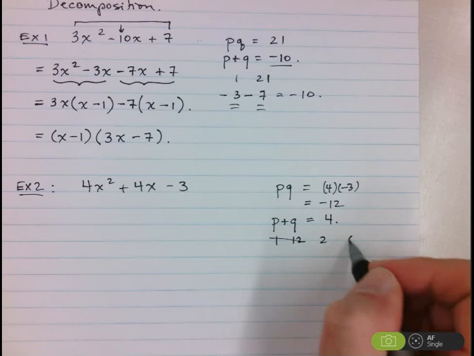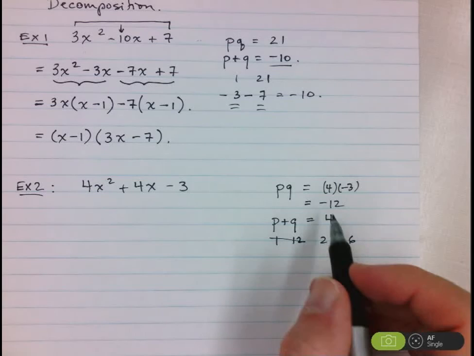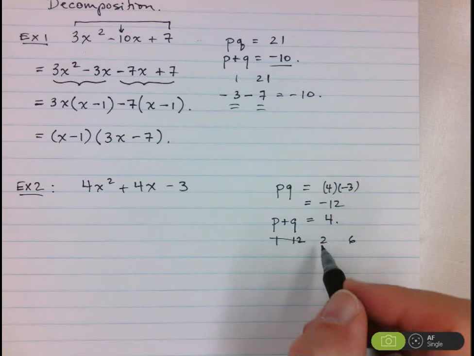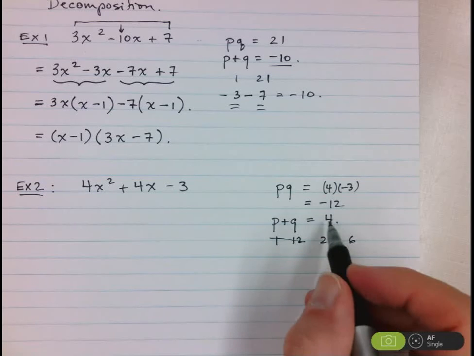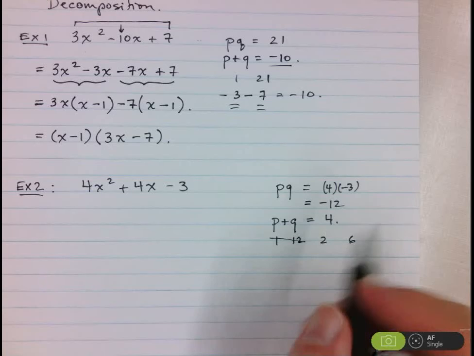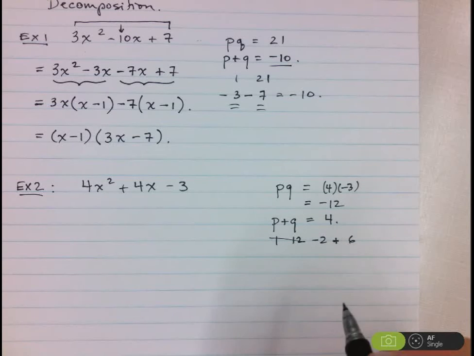2 and 6, okay, that looks more reasonable. So here they have to multiply to negative 12, so 1 must be positive, 1 must be negative, but they have to add up to positive 4. So I figure out that the 2 has to be negative and the 6 has to be positive.